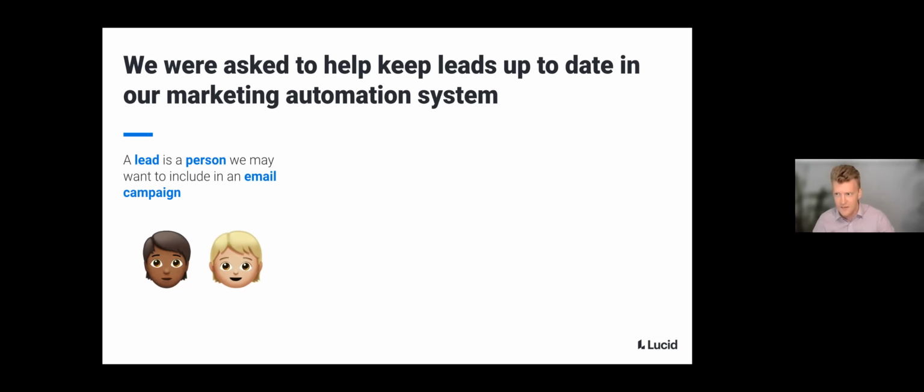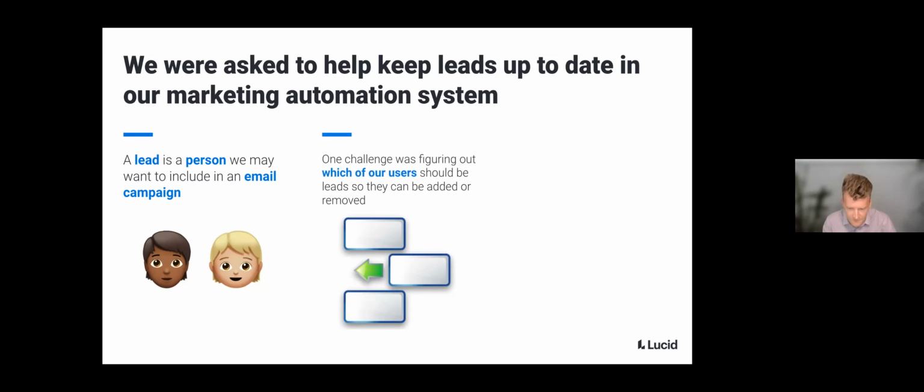Now, just to reiterate, a lead is just a person that we want to email. There's really two challenges in keeping leads up to date. The first one is just figuring out which of our users should be leads so that we can add them or remove them, to include or exclude them from marketing campaigns. I just think of that as a grain corrections problem. Are all the people who should be there?